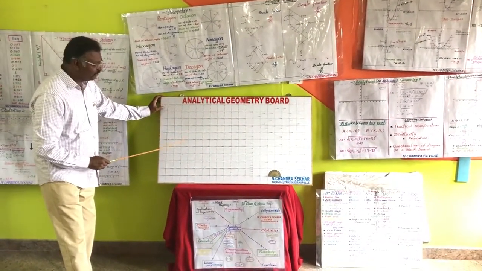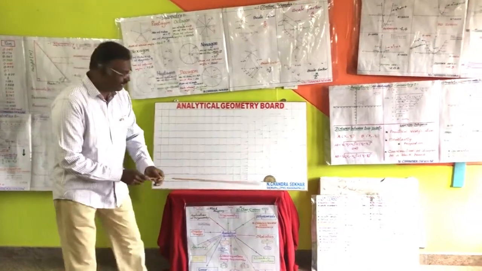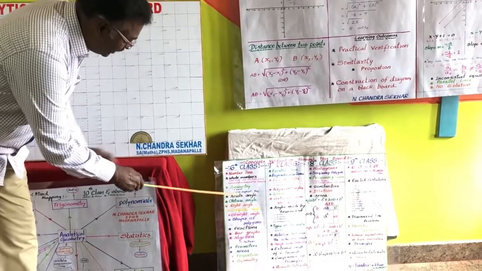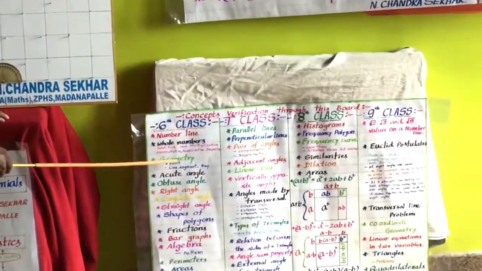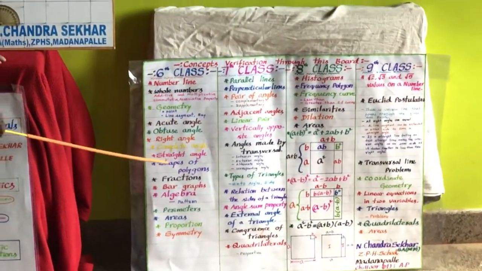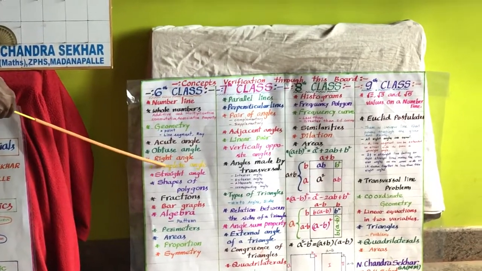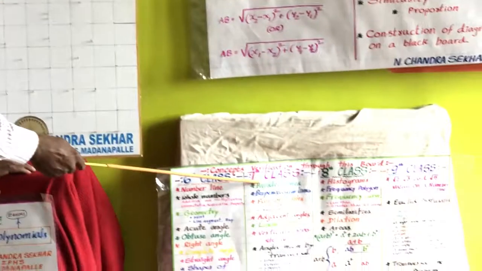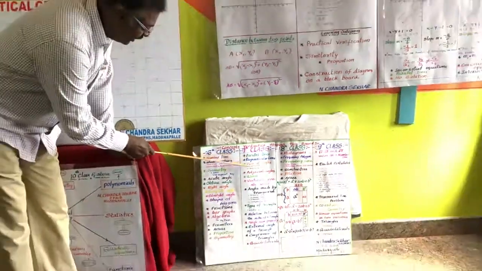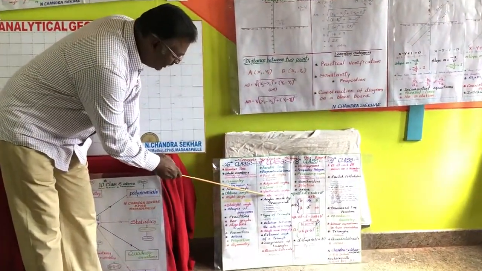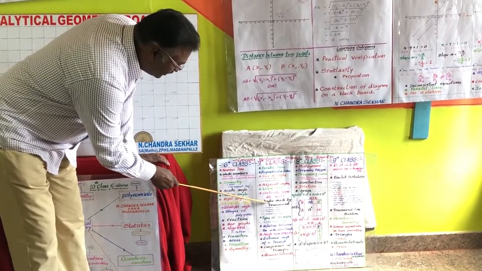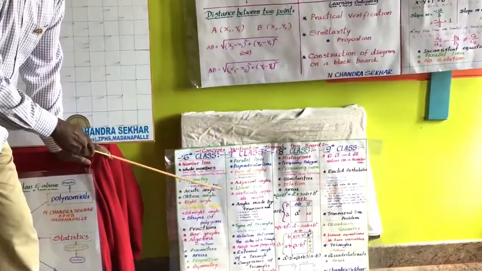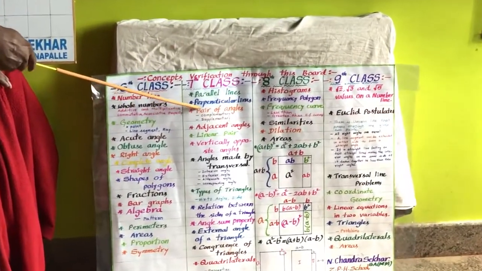From this analytical geometry board, I want to cover, for example, in the 6th class these topics: number line, whole numbers, geometry, acute angle, obtuse angle, right angles. These are the concepts in the 6th class that I want to teach through this board and verify the results. Then I'll come to the 7th class: parallel lines, perpendicular lines, angles, vertical opposite angles, transversal lines, types of triangles and their properties. I want to explain them through this board and verify the results.